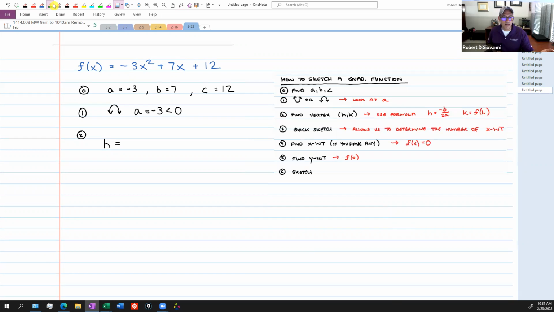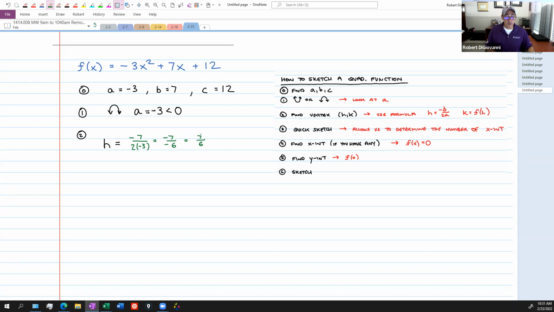Isn't that going to be in a fraction, right? That's going to suck. It's going to be negative 7 over 2 times negative 3. That's negative 7 over negative 6, and that's going to be positive 7 over 6, right? This is the first time we've had something like that. Up to this point, there have been nice numbers. This is not a nice number.